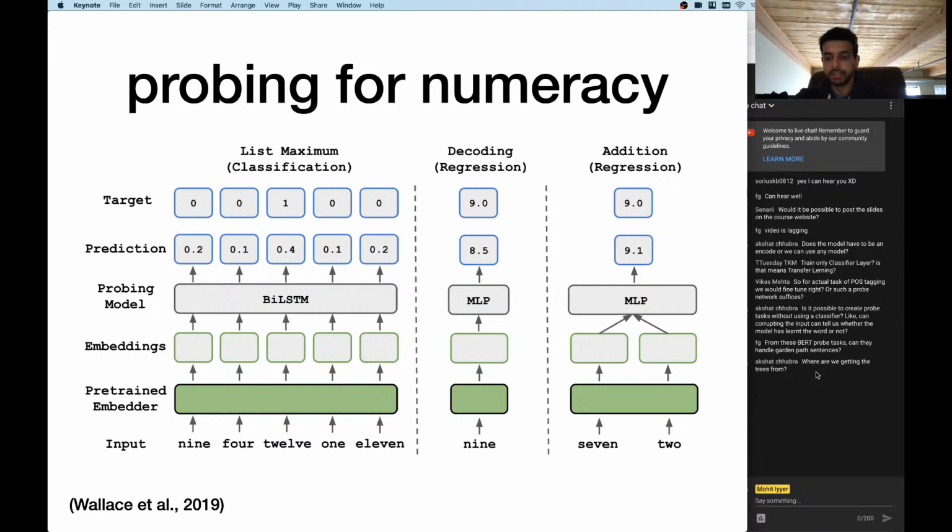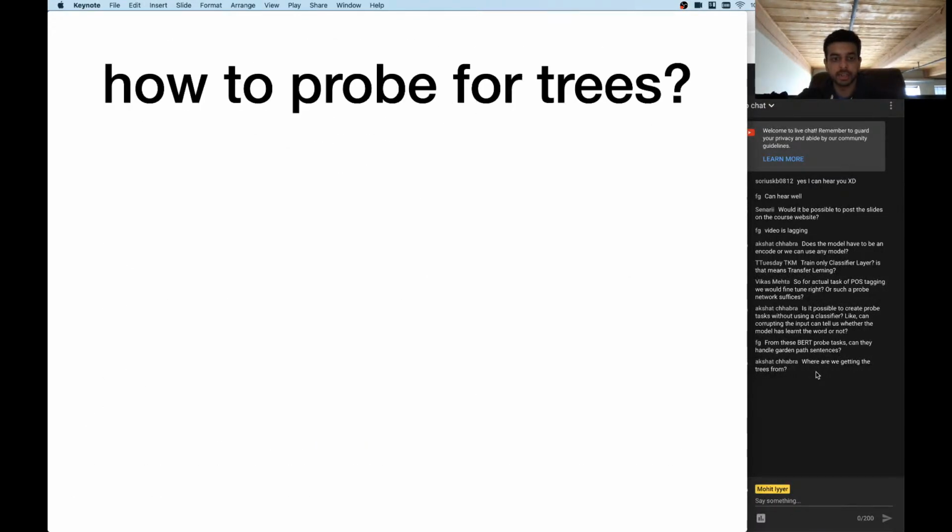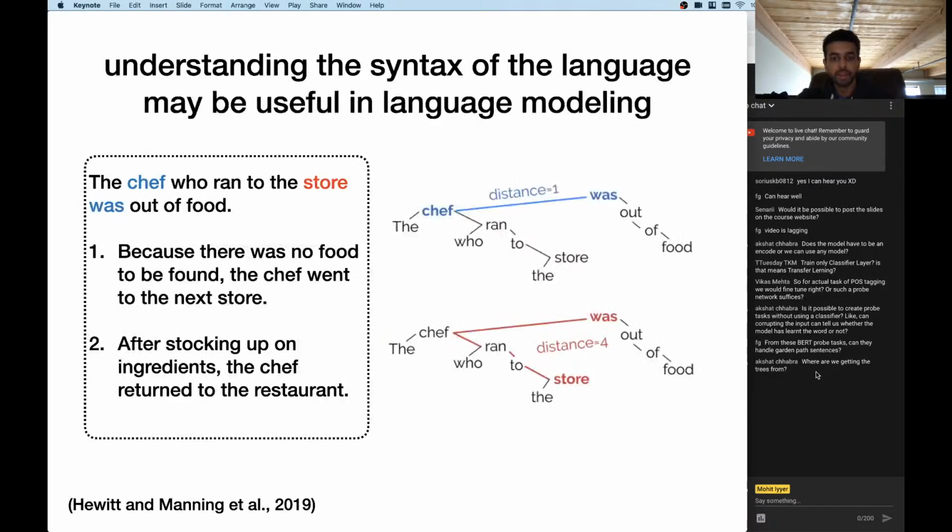Oh, I see a question about the previous syntactic probe task. It's where are we getting the trees from? There are many data sets that contain these trees. Linguists have gone through and created trees that look like this from sentences. So most of these probe tasks are run over those existing data sets. You can look up Universal Dependencies. That's a pretty popular data set. We'll talk more about parsing later in the semester.